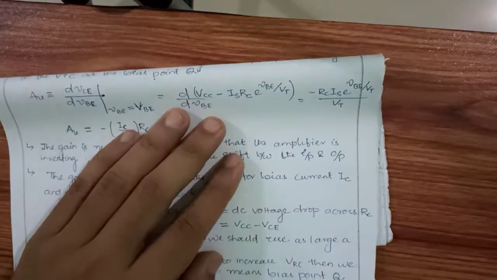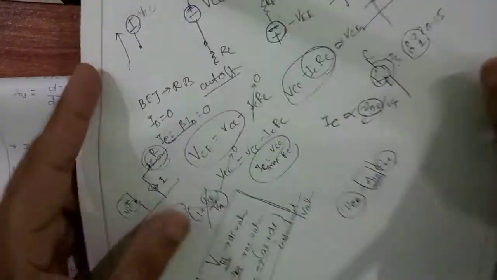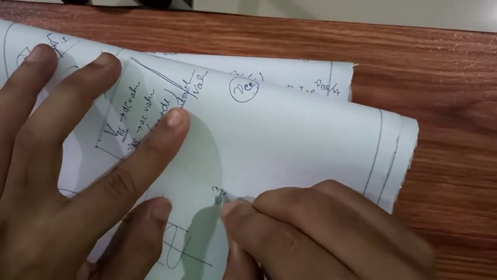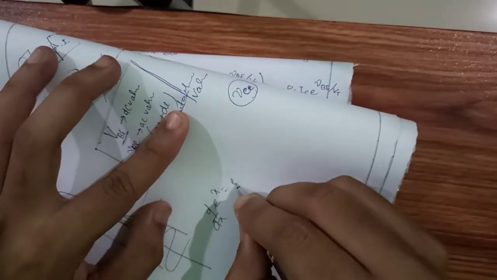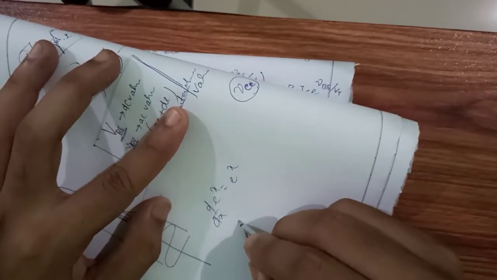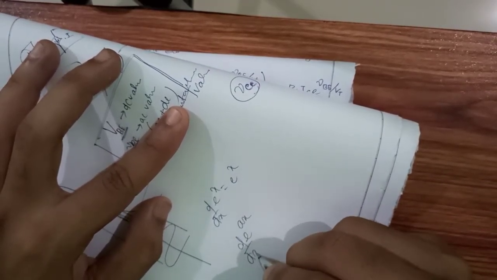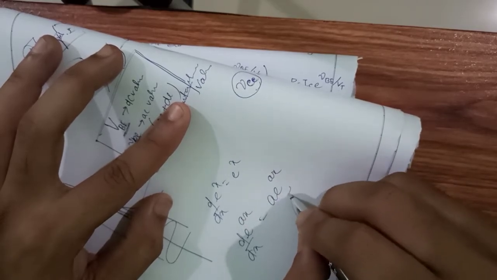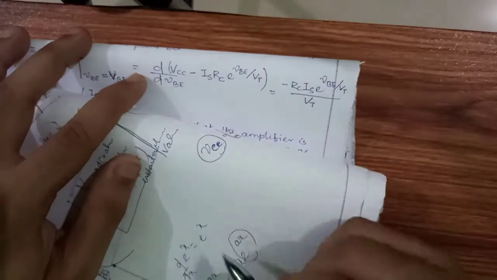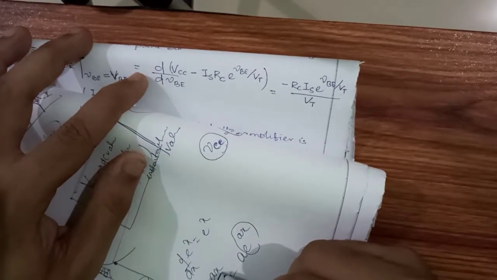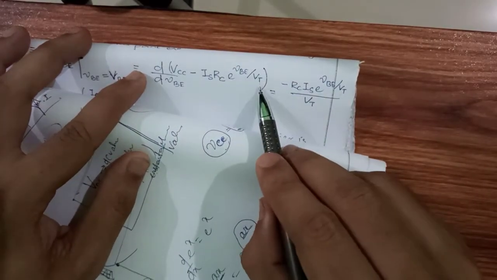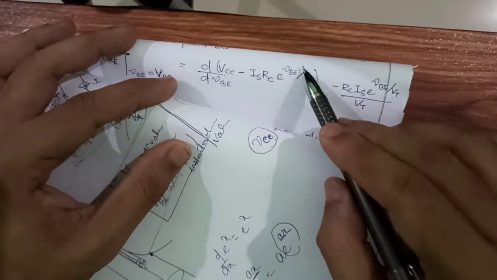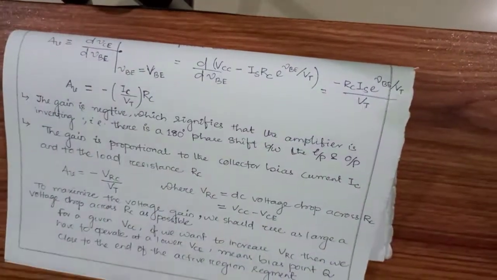Let me show you that. We know the derivative of e^x, d/dx of e^x, is e^x. If there is e^(ax), the derivative is a e^(ax). So here, in place of ax, V_B/V_T is there. Then what will happen? The a will be multiplied. So here, what is the a? 1/V_T will be multiplied.